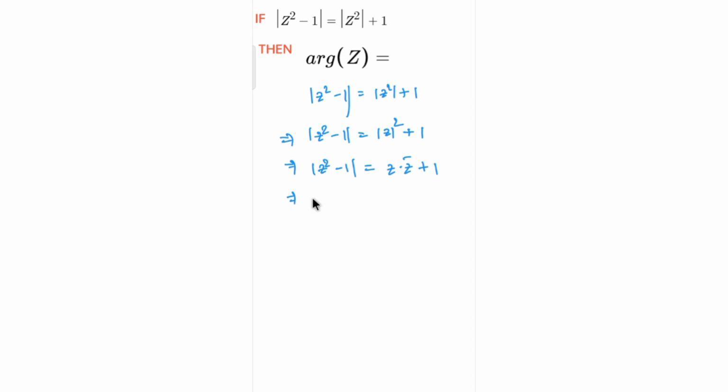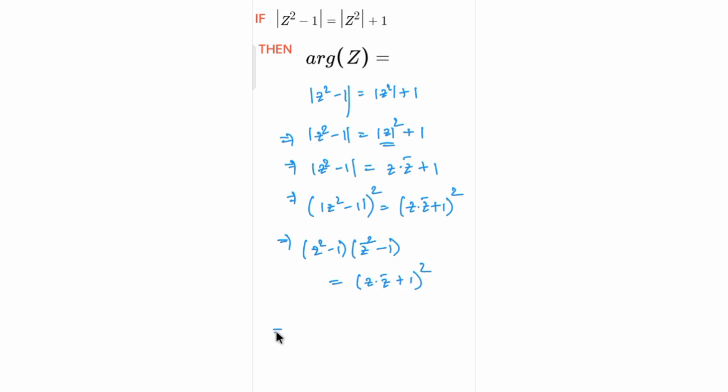Now I'll square both sides, that is mod of z square minus 1 whole square is equal to z into z bar plus 1 whole square. Again using the same thing, the same way I expanded this, I'll expand it: z square minus 1 into z bar square minus 1 is equal to z into z bar plus 1 whole square. Expanding this, we get z square into z bar square minus z square minus z bar square plus 1 is equal to z into z bar whole square, that is z square into z bar square plus 1 plus 2 z square z bar square. This is how you elaborate it, and coming to the next page.